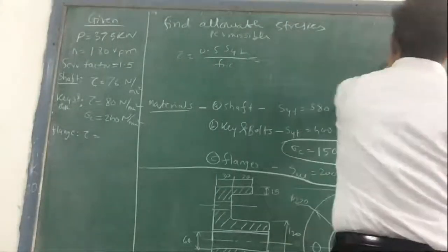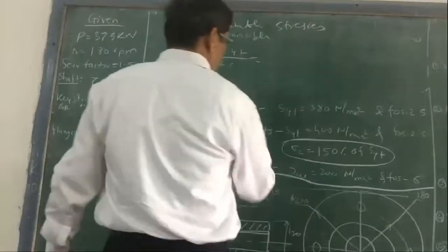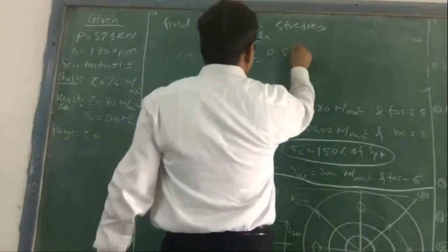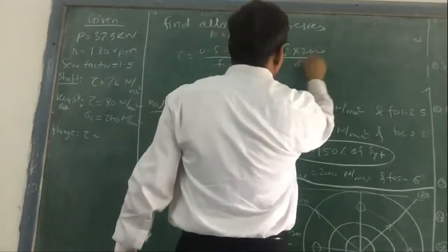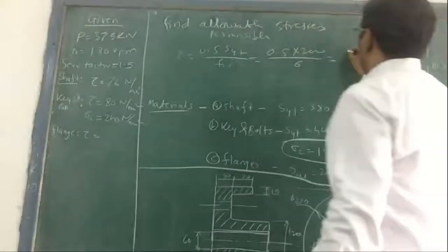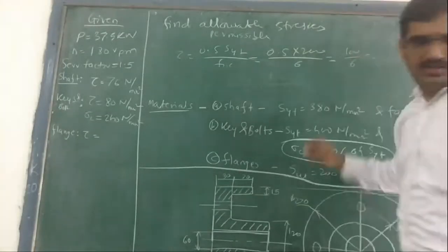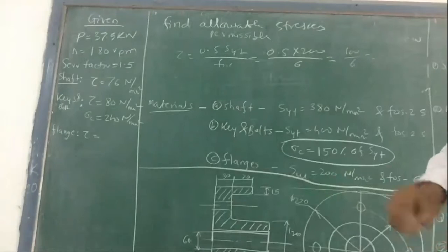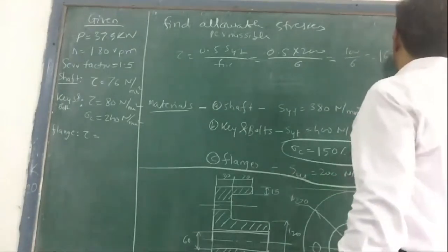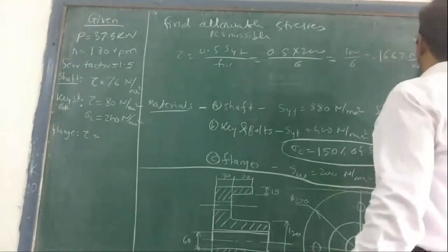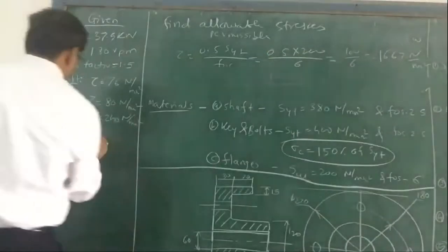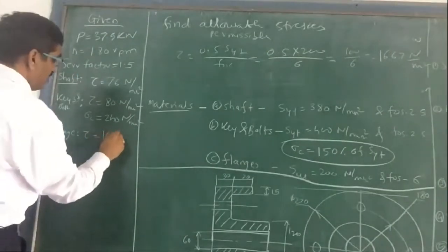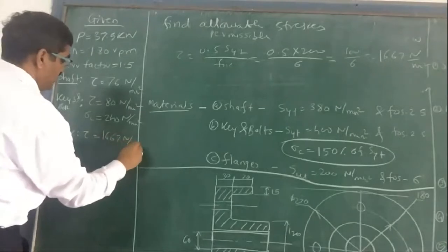Okay. Now for again the same formula. This is 200.5 into 200 upon factor of 56, so it will be 100 upon 6, right? Yeah, it is 16.67. Like this, because that is the part which will be failing, we will be having less allowable stress.